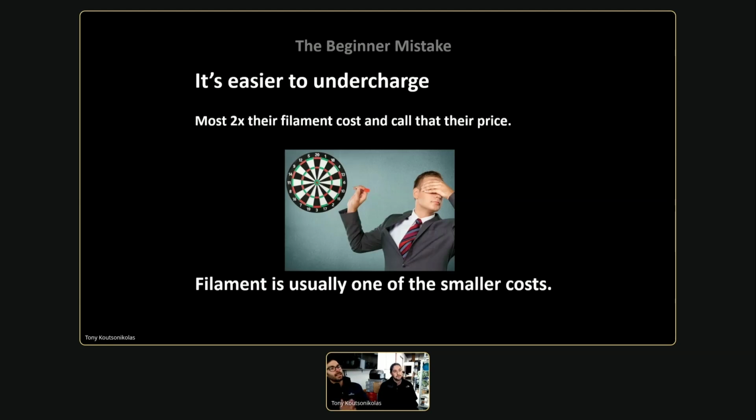So the beginner's mistake, it's easier to undercharge, really. It's just something that you want to make sales, so you charge less and then people buy it and that's great and it feels good. But what most people will do is they'll look into the slicer and go, okay, this cost me $1 of filament or 50 cents of filament. And then I'll multiply my filament cost by some number, 2, 3, 4, 5, whatever it is. And then that will be their price.